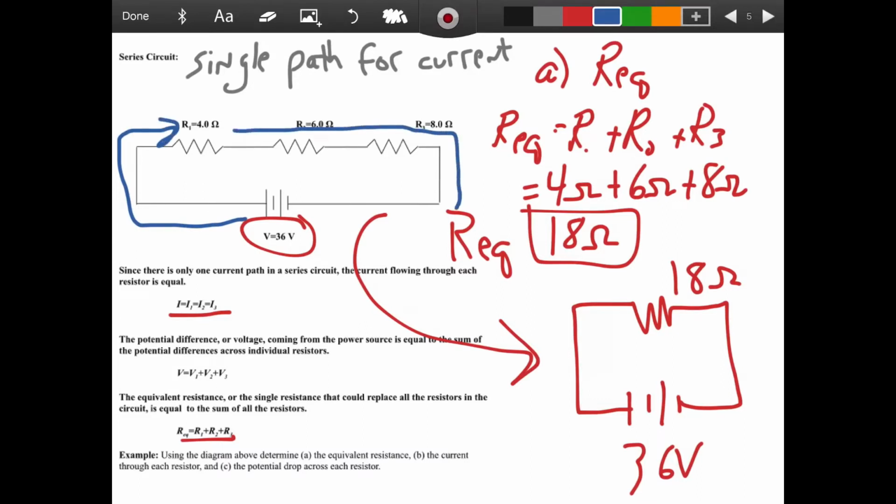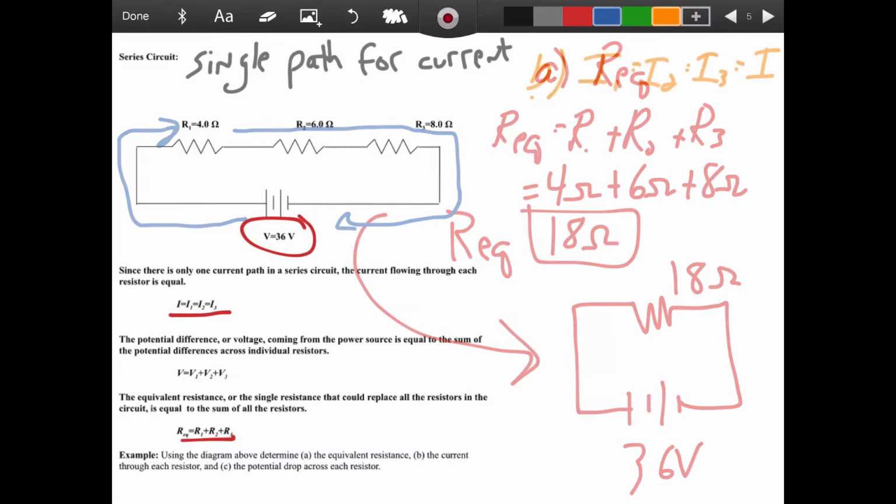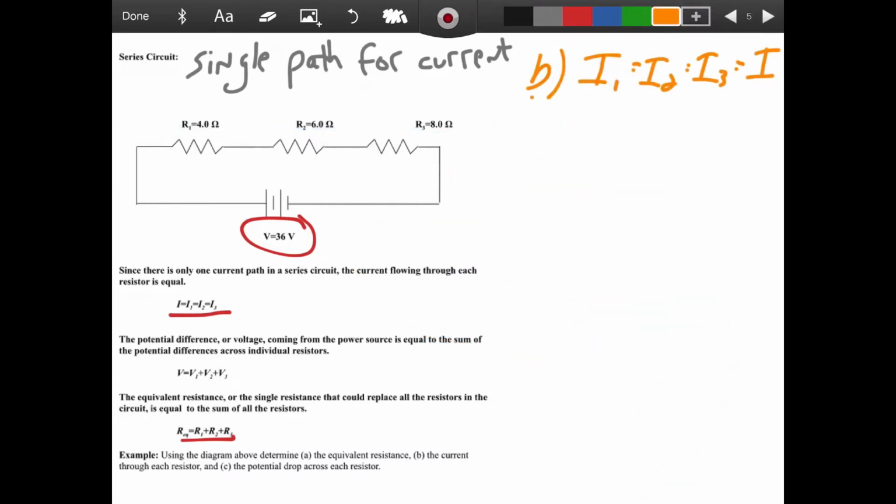It cannot split. And when we get to part B, we want to find the current through each resistor. And like we just pointed out previously, since it's a series circuit, there's one path for current to take. Current is the same everywhere. I'll say it again, it's very important. In a series circuit, current is the same no matter where we are, here, here, here. No matter where we are in that circuit, it is always the same.